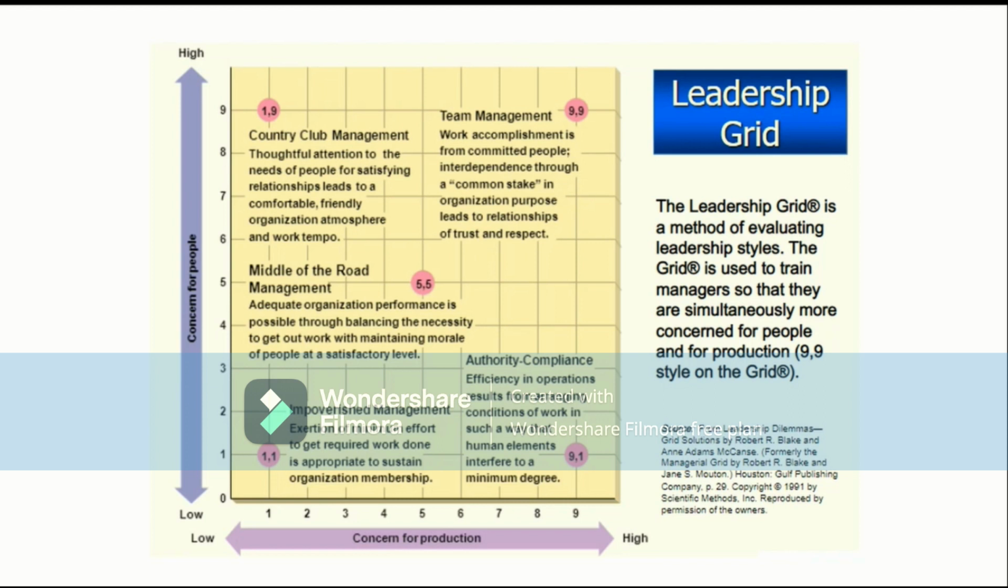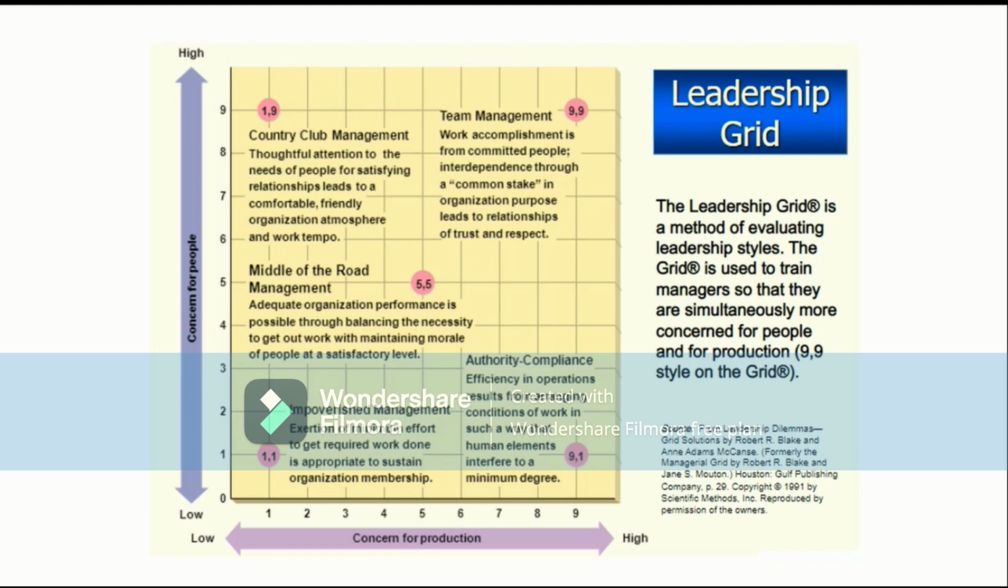If you look at the bottom of the grid, 1,1: concern for production is low and concern for people is also low. This is impoverished management. Exertion of minimum effort to get required work done is appropriate to sustain organizational membership. Next is 9,1. If the concern for production is high and the concern for people is low, it is authority compliance. Efficiency in operations results from arranging conditions of work in such a way that human elements interfere to a minimum degree.